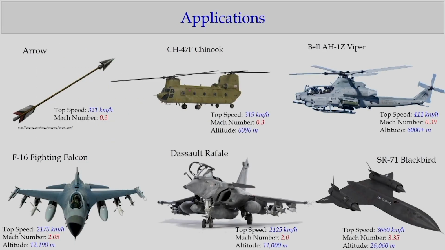Before starting the lecture, let us see these slides. This is showing how fluid mechanics has changed our life. If you look at this arrow, which is from very ancient times, human civilization first started with hunting. Hunting was the main occupation for life. That arrow has a top speed of 321 kilometers per hour, equivalent to a Mach number of 0.3. So the aerodynamics of the arrows was known to very ancient people.